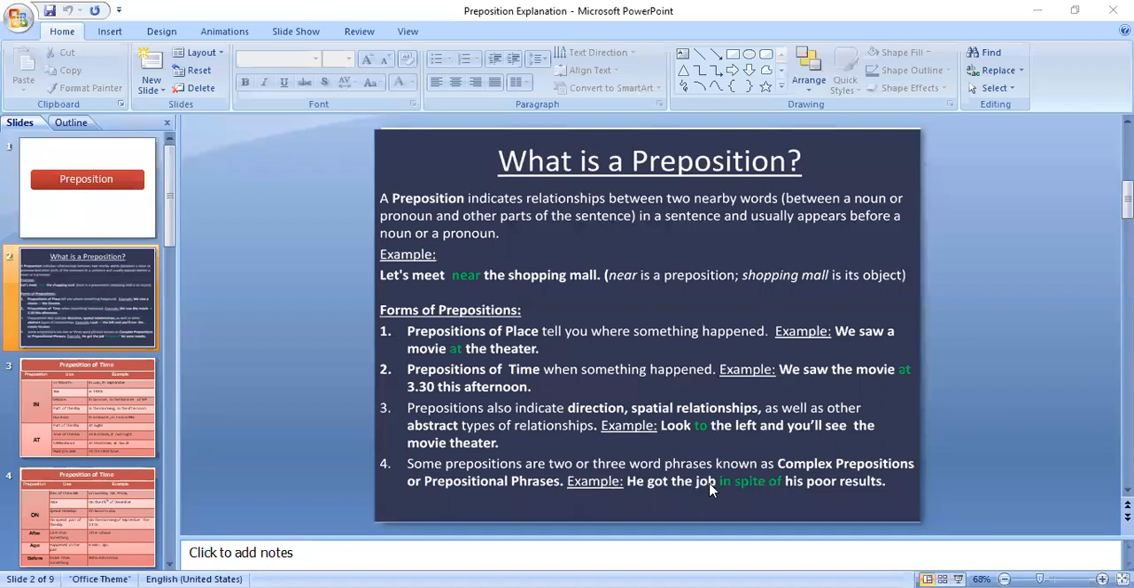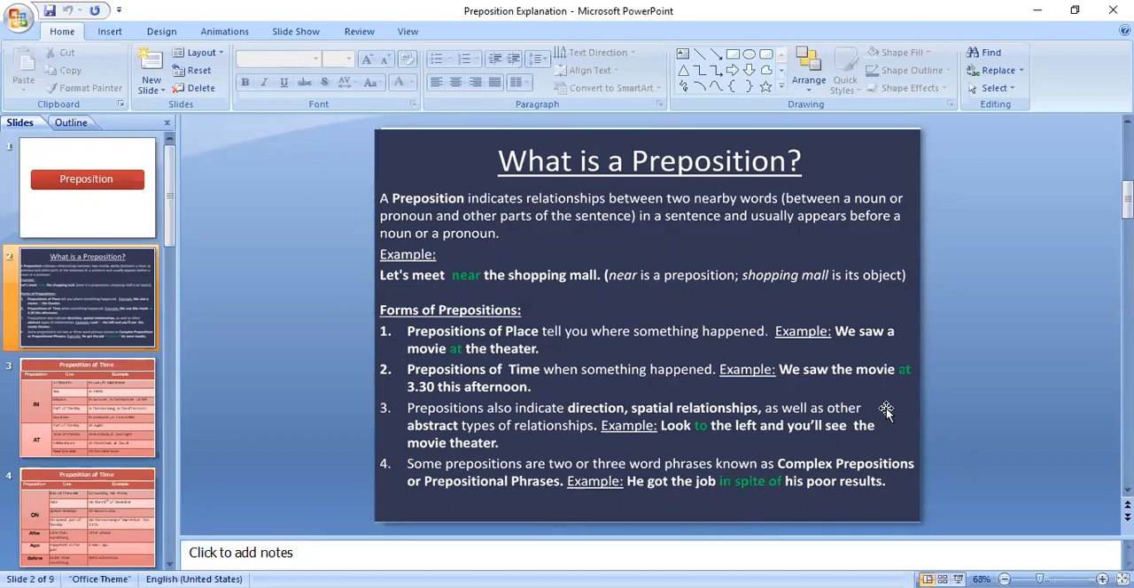He got the job in spite of his poor results. What is the preposition here? In spite of. In preposition है, of preposition है, and it is used in the form of a phrase. In spite of. More than one word prepositions are known as prepositional phrases.